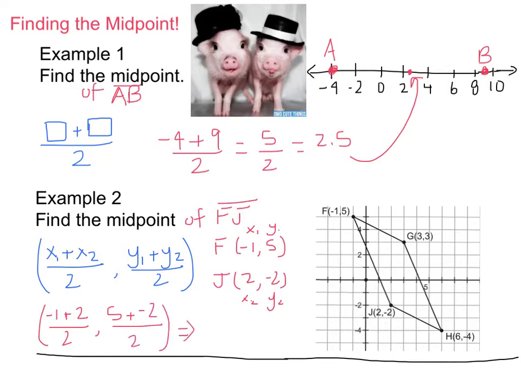So what's the midpoint? Well, -1 plus 2 is 1, so 1/2 is my x value, and 5 plus -2 is 3. So my midpoint is at 1/2, 3/2. So 1/2 on the x-axis is about here, and 3/2 is 1.5, which is about right there. So if I find the intersection of those 2, this is my midpoint right there. Go ahead and mark that on your graph and we'll move ahead.